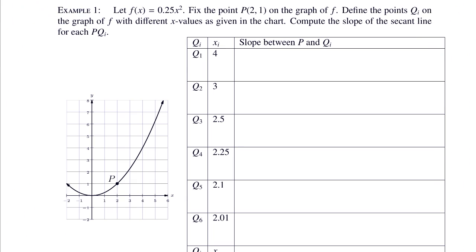Section 10.4 focuses on finding the derivative of a function using the limit definition of derivative, which involves using the difference quotient. So Q1 is when x is equal to 4. You will draw that secant line right there, like that. And we want that slope.